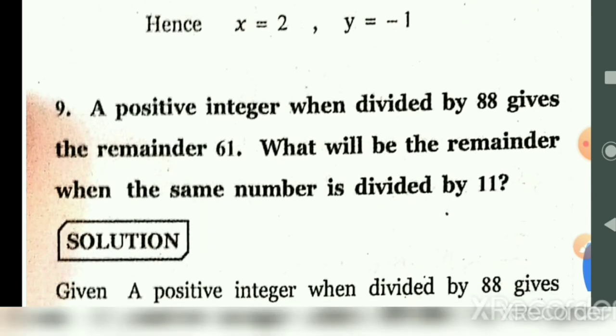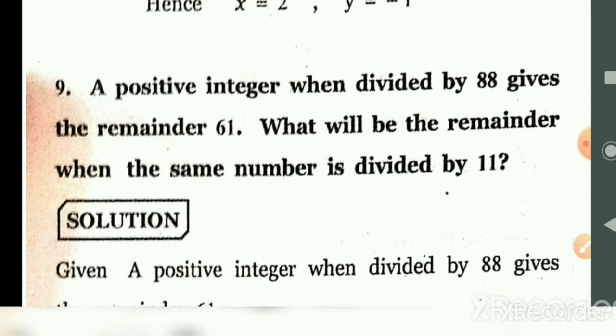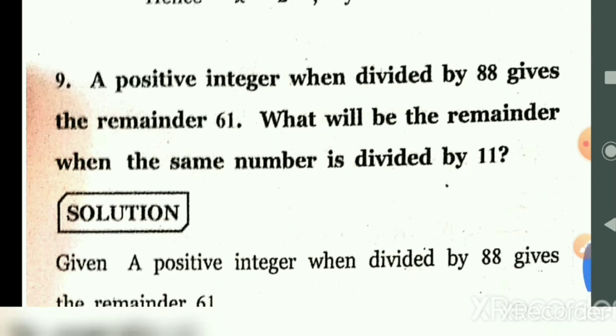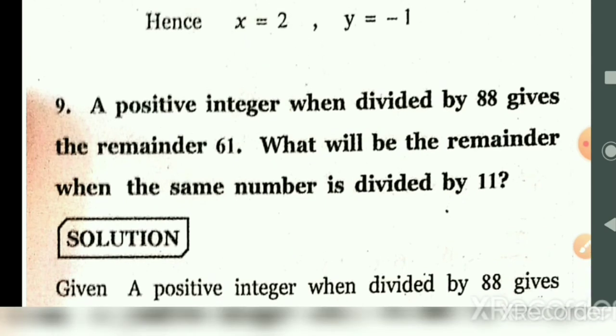So sum number 9. A positive integer when divided by 88 gives the remainder 61. What will be the remainder when the same number n is divided by 11? That is the question: when the number is divisible by 11, what will be the remainder?